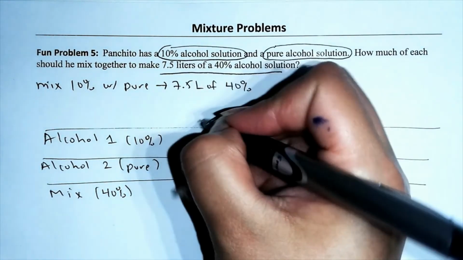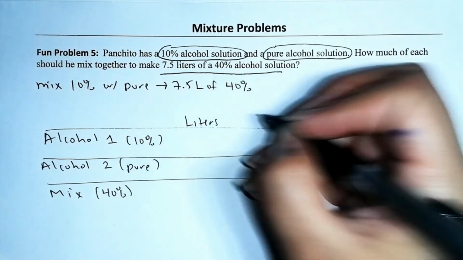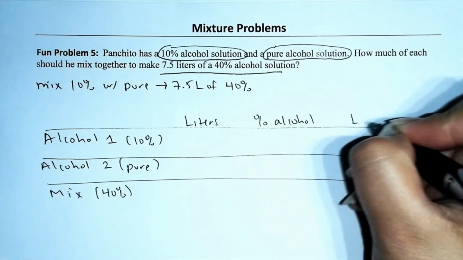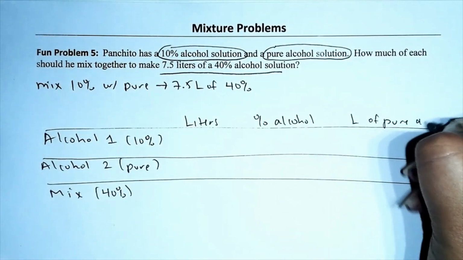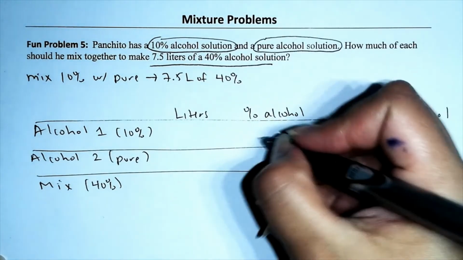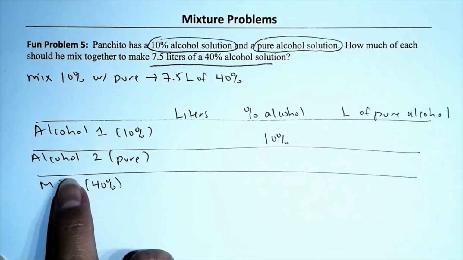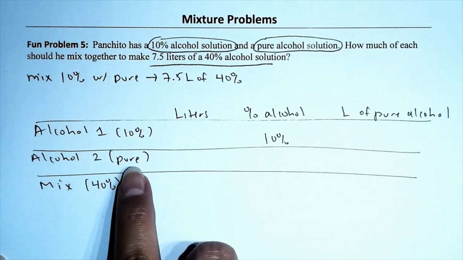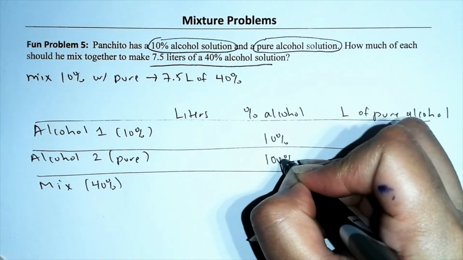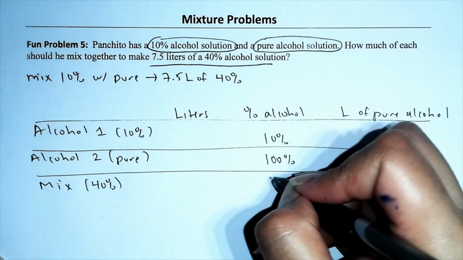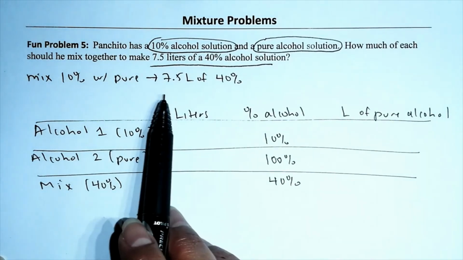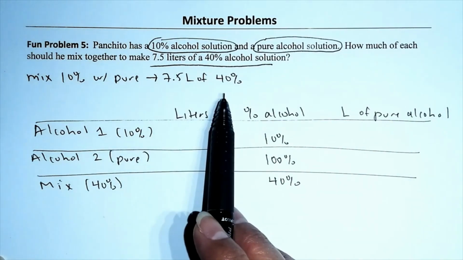The units are going to be liters. The next one is going to be percent alcohol. And then the next one is going to be liters of pure alcohol. Fantastic. Okay, let's go ahead, fill in the strengths. We have 10% alcohol in the first one. The next one is pure alcohol, so pure alcohol is called for 100%. And then the mix is 40% alcohol. I saw 7.5. The 7.5 is associated with the liters of the 40% or the mix.